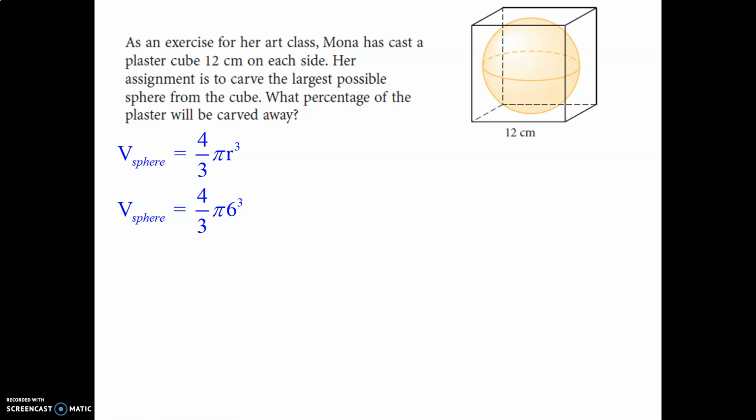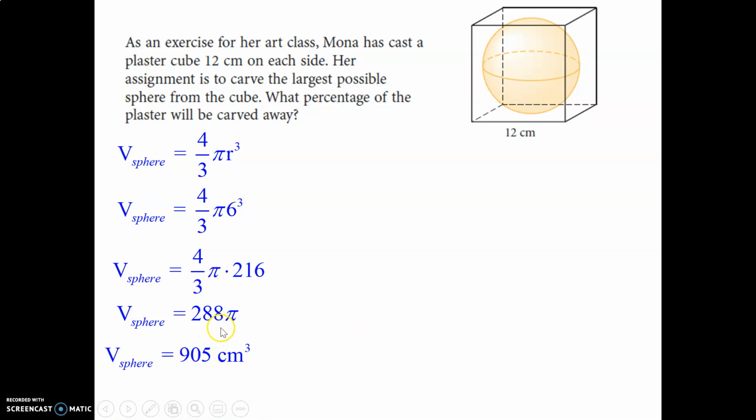So in the next step, I substituted a 6 for r. 6 times 6 times 6 is 216. And 4/3 times 216 is 288. So the volume of the sphere is 288 pi. And if I put that in my calculator, it's 905. So 905 cubic centimeters for the sphere.